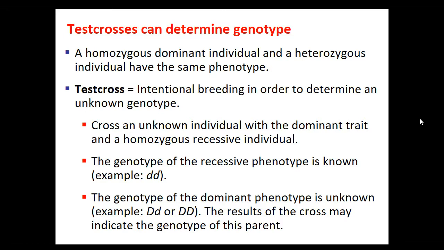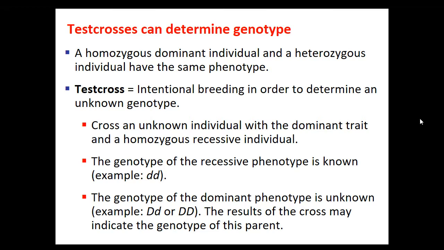How could we find out? Well, we could do what's called a test cross. If you cross an unknown individual, that means an individual who has the dominant phenotype, but we don't know if that person is homozygous dominant or heterozygous. So we don't know if he's big B, big B or big B, little b. We cross that individual with an individual with the homozygous recessive trait, and then we see what the offspring look like. And that would help us determine what this individual's genotype is.